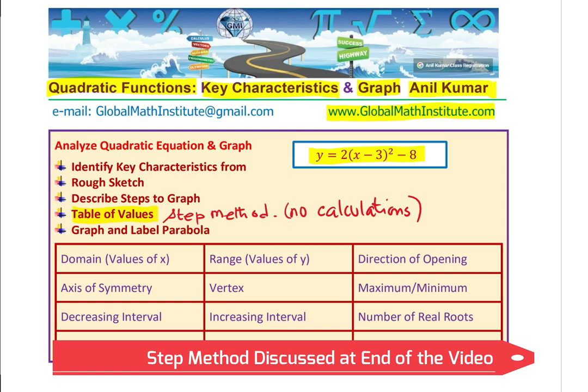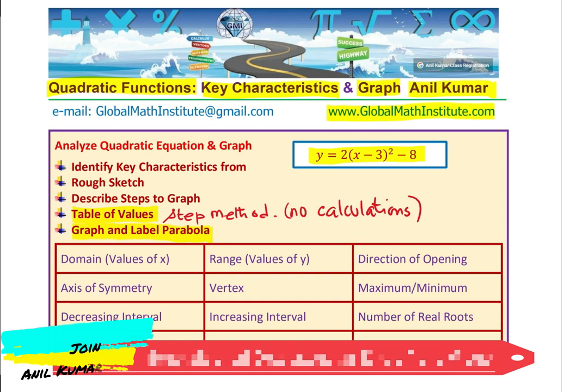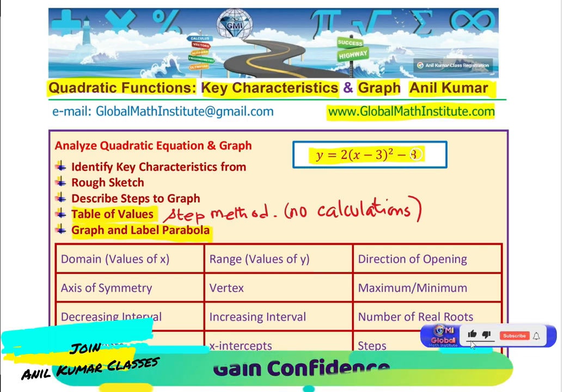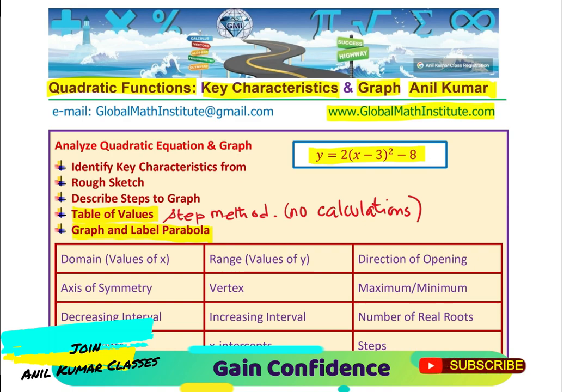So once we have the graph with us, then we'll again analyze the graph, label it properly and understand what we've got. I think that will give you a good foundation for graph of any quadratic function, especially if the equation is given in the vertex form. We also have a video which will have similar description for the parabola when the equation is given in other forms like factored form or standard form.